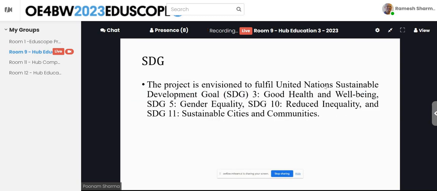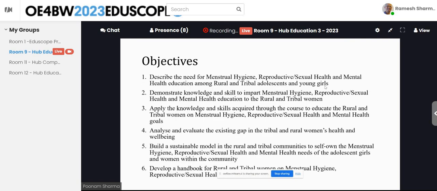And the SDG goals which are being taken into consideration are SDG 3, good health and well-being, SDG 5, gender equality, SDG 10, reduced inequality, and SDG 11, sustainable cities and communities. So the objectives of the course, I'm not going to read them in detail. First, as I said, we started with need assessment. Assessment of need in the community was very important to understand where we have to start. This is one of the important objectives of our course.